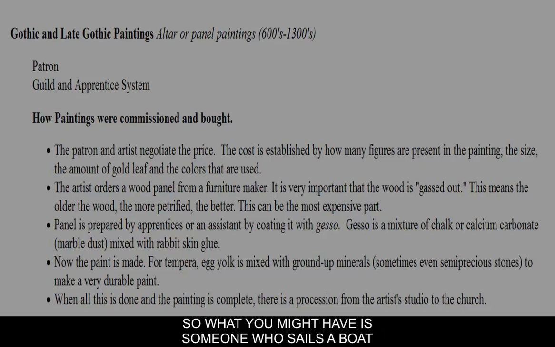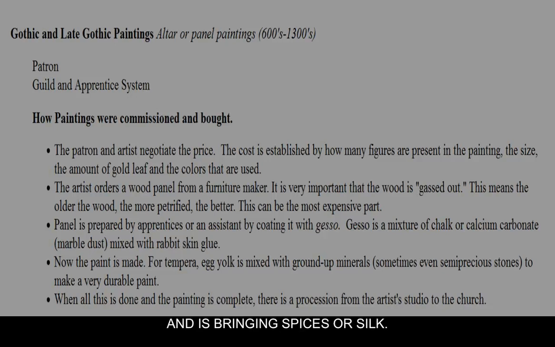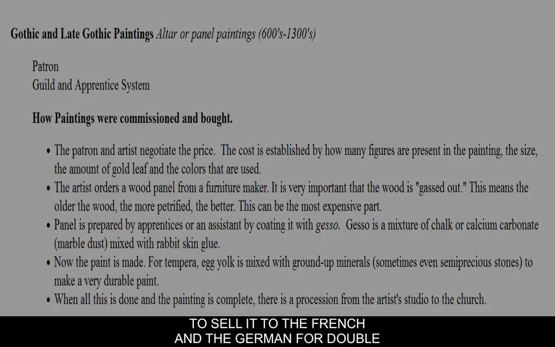So what you might have is someone who sails a boat in from Byzantium or from Egypt or some other place and is bringing spices or silk, and you'll have an Italian merchant who buys it, and then this Italian merchant decides that he's going to sell it to the French and the German for double or triple the price that he bought it for, and in doing so he makes a profit, and he becomes very important. So if you're a rich person, you become important.